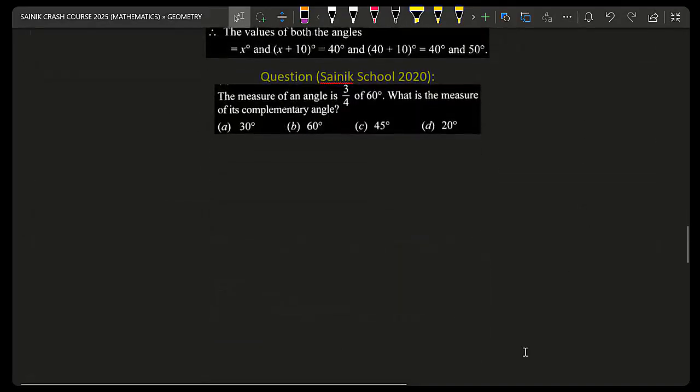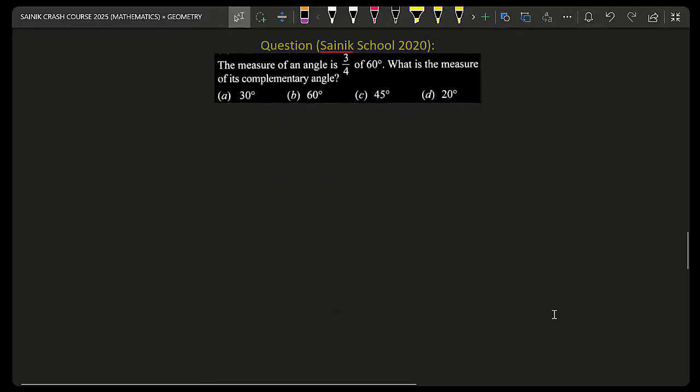Next question came in the 2020 paper. The measure of an angle is 3/4 of 60 degrees. What is the measure of its complementary angle? Who's going to answer this question? Manaswini, read the question again. The measure of an angle is 3 by 4th of 60. What is the measure of its complementary angle?